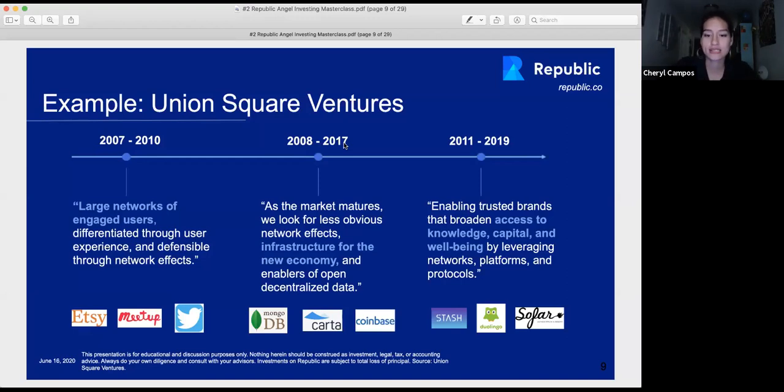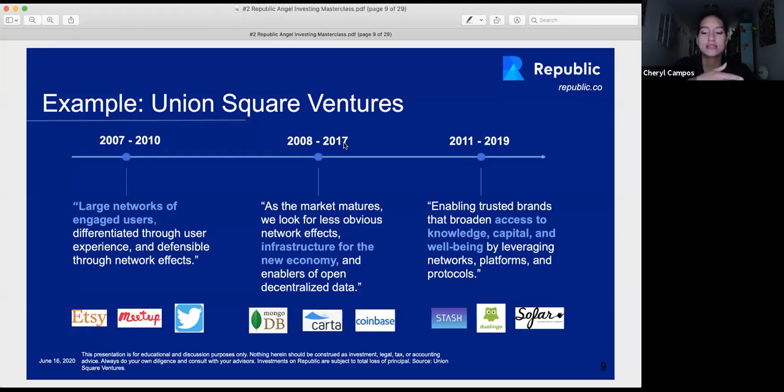From 2008 to 2017, they said as the market matures, we look for less obvious network effects and more about the infrastructure for a new economy and enablers of open decentralized data. That allowed them to invest in MongoDB, Carta, and Coinbase. Coinbase is more about a blockchain marketplace. At the same time, they had an overlapping thesis from 2011 to 2019 that said: enabling trusted brands that broaden access to knowledge, capital, and well-being by leveraging networks, platforms, and protocols. Through that, they invested in Stash, Duolingo, and SoFar.